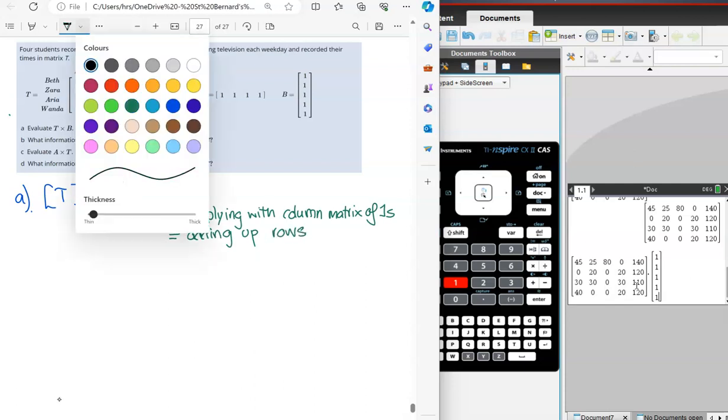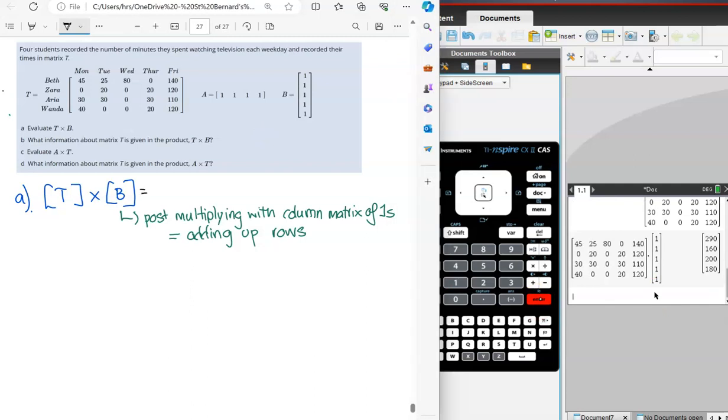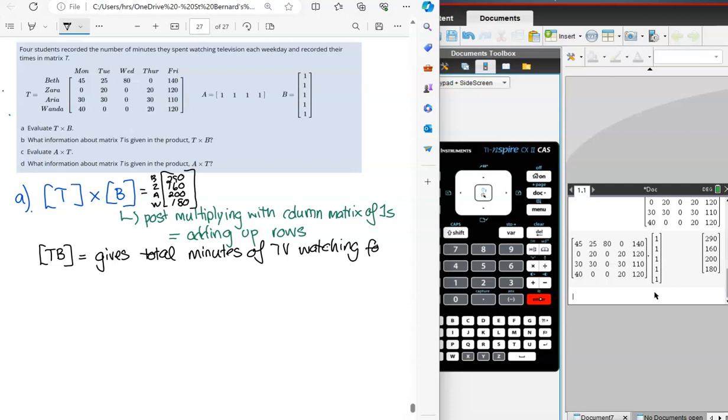Over there on the calculator, I've done T times B, and I press enter. You can see I've got a column matrix, but I've added all those numbers up across the rows. So I have totaled up the minutes of what? The kids, haven't I? We've got Beth, Zara, Aria, and Wanda. If I just call it TB, because that's what I multiplied, it gives the total minutes of TV watching for each student for the week.